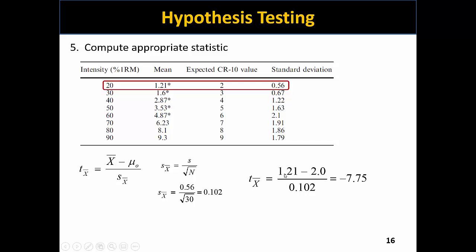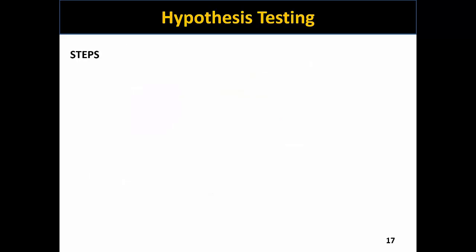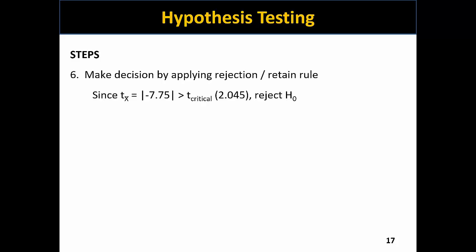We then substitute all the values in the t equation. So we have an average of 1.21. We subtract it from 2.0 and divide it by 0.102. And we have a final t value of negative 7.75. A negative 7.75 puts it on the left-hand side of the t distribution, remembering it is symmetrical, but it's more platykurtic than a normal distribution. So 7.75 is a large number on the negative side.